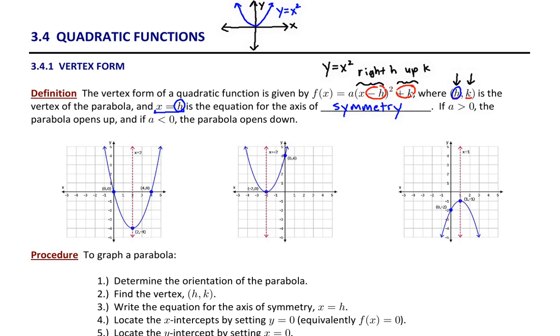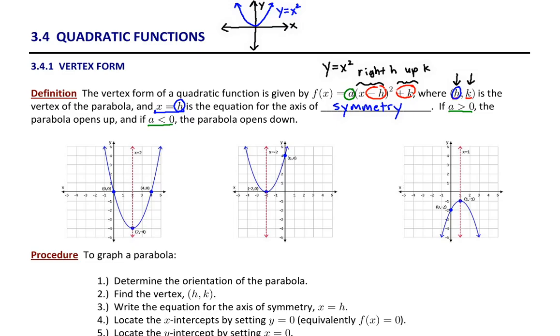Now, if this leading coefficient a is positive, then the parabola opens up. If a is negative, that means we have a reflection across the x-axis. It's going to invert the parabola and cause it to open down. So next you see some examples of parabolas.